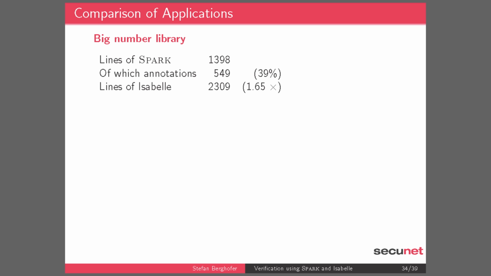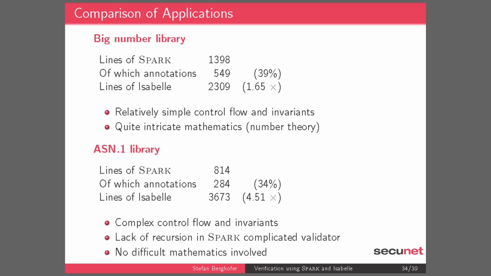So here's a short comparison of these two applications. The big number library has about 1,398 lines of Spark, of which 549 lines are annotations, so that's 39%. And we have 2,309 lines of Isabelle code, which is about 1.65 lines of Isabelle code per line of Spark, which is not that bad. That's because the control flow and the invariants are relatively simple, but on the other hand, it involves quite intricate mathematics like number theory.